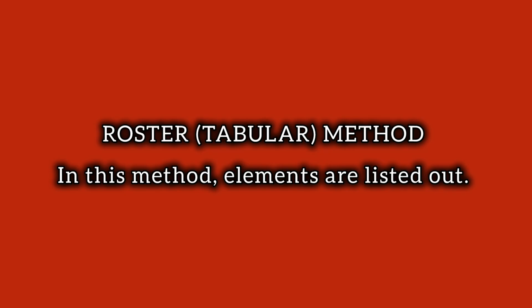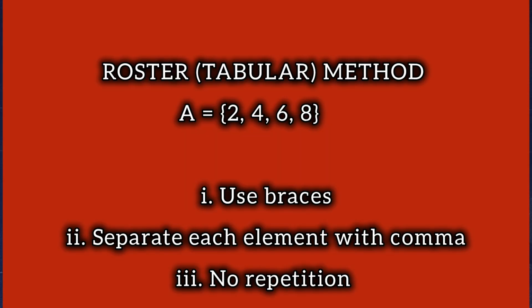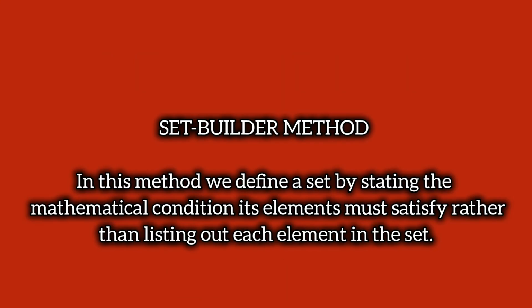Second method is the roster method, also known as the tabular method. In this method, elements are listed inside braces. Example. The rules here are number one, we use braces or curly brackets. Number two, each element is separated by a comma. Number three, no repetition.